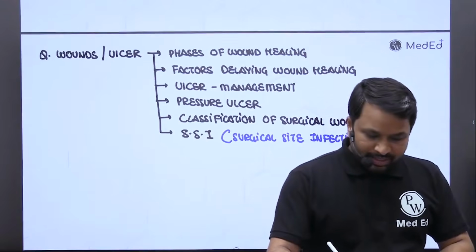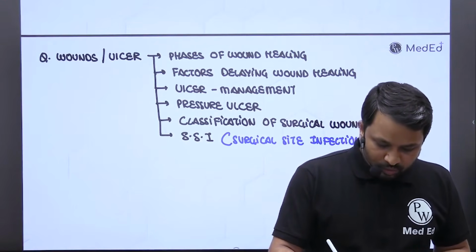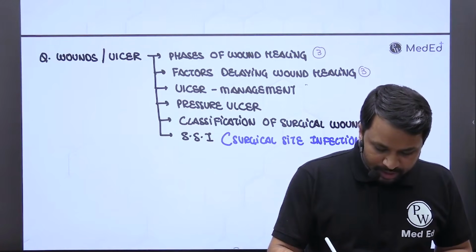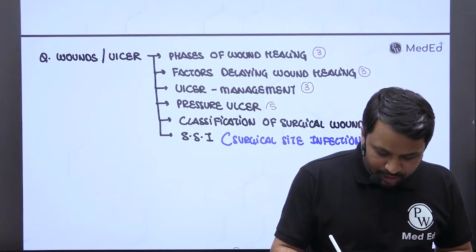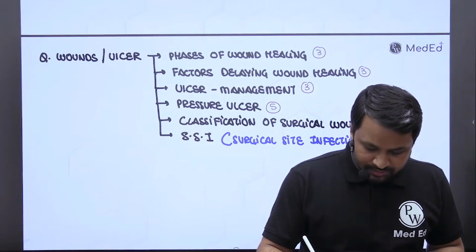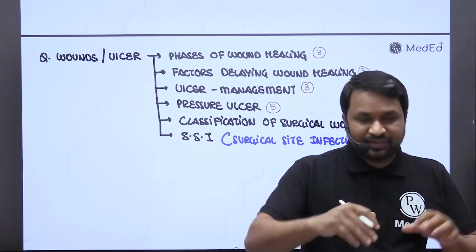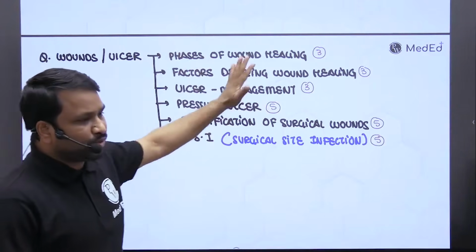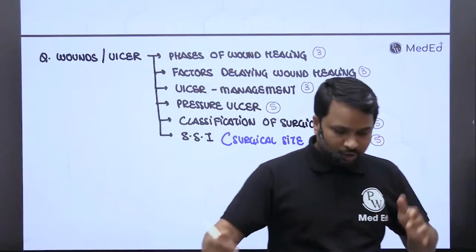Now, if you look at each individual one, phases of wound healing is a 3 marks question. Factors delaying wound healing is a 3 marks question. Ulcer management is 3 marks. Pressure ulcer and its management is 5 marks. Classification of surgical wounds is 5 marks. Surgical site infection is 5 marks. And if they add 2-3 components, it will become 10 marks, right? So this is the marks distribution for each individual topic.